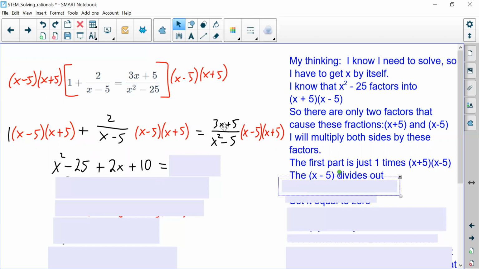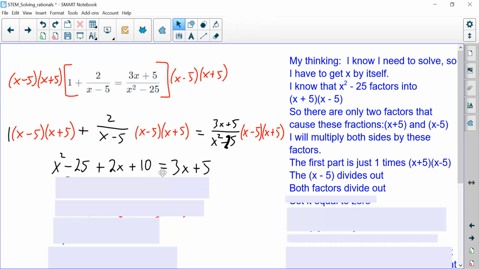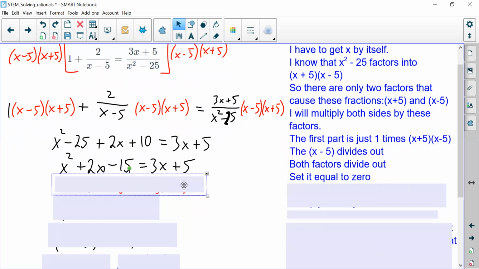And in the third fraction, both of them cancel out. Because remember, x minus 5 times x plus 5 is really x squared minus 25. There should be a little 2 here, so those cancel out. So what am I left with? 3x plus 5 times 1, because remember, these divided out. Now I've got another quadratic, so I'm going to set it equal to 0. I'm going to clean it up first. I've got some like terms, negative 25 and 10 make negative 15. Set it equal to 0, so subtract 3x, subtract 5. Do it to both sides, because I've got to keep the balance.